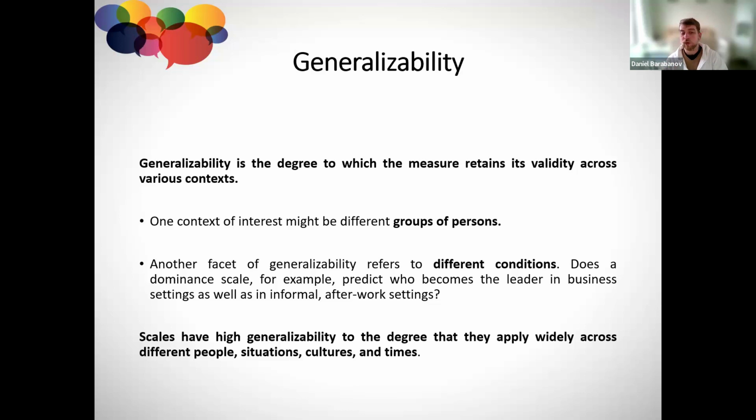So scales have high generalizability to the degree that they apply widely across different people, situations, cultures, and times. A perfect generalizability is that you develop, for example, this test which measures dominance, and it will measure it in all people all over the world. It would work across all the countries, in all times, and all conditions, right? Probably it's not really achievable, but we try to have as high generalizability as we can.